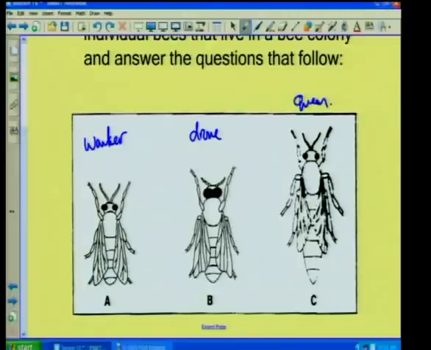Something else you'll know with the drone is that the drone always has very large eyes. So if they ever ask you to identify the diagrams: slightly bigger than the worker, but it hasn't got the same sized abdomen as the female, and he has very, very large eyes.